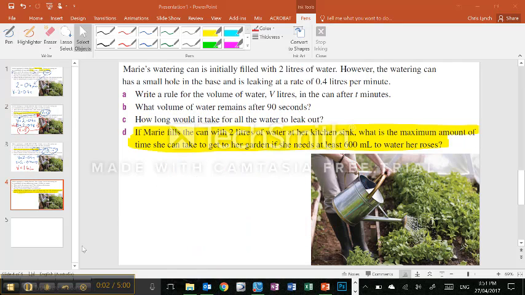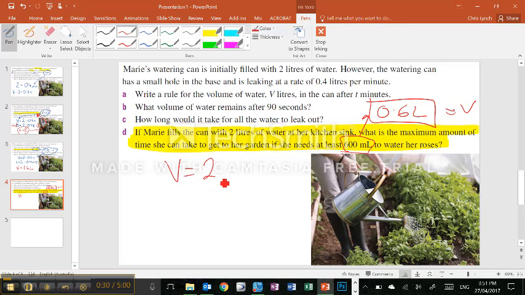To the next question, it's important we understand what we're trying to work out. If Marie fills the can with 2 litres of water at the kitchen sink, what's the maximum amount of time she can take to get to the garden if she needs 600 ml of water to water her roses? So we know that she needs 600 mils. 600 mils is 0.6 litres, obviously. And that's what we're going to need for our volume.